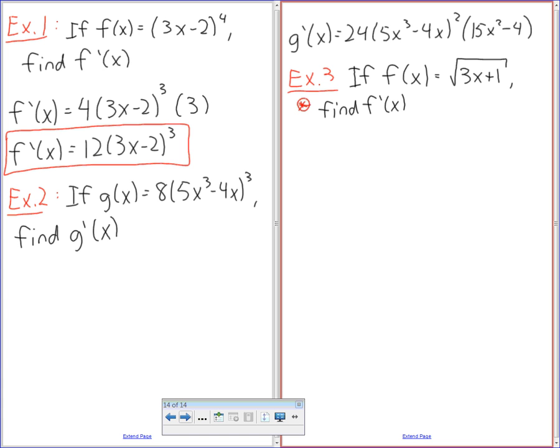Very good, excellent. Okay, so I'm going to change this to f of x is equal to bracket 3x plus 1 to the 1/2. I'd like you guys to take it from there, please. Okay? Because that's the essential step. Take it from there, please, if you'd be so kind.